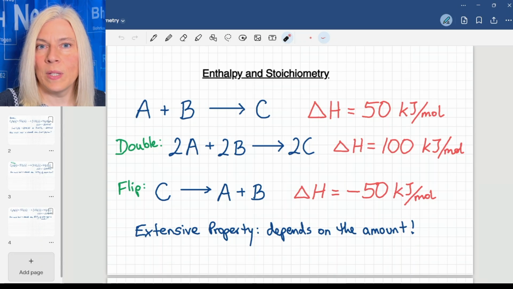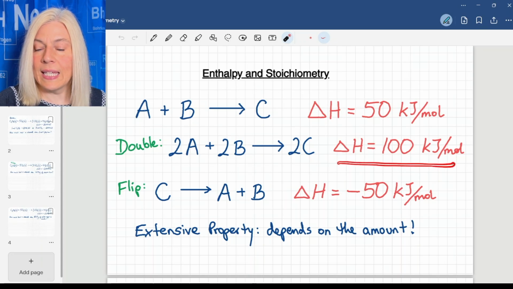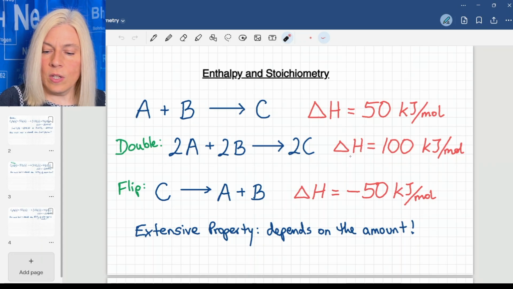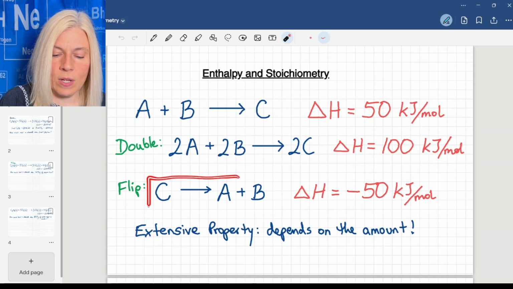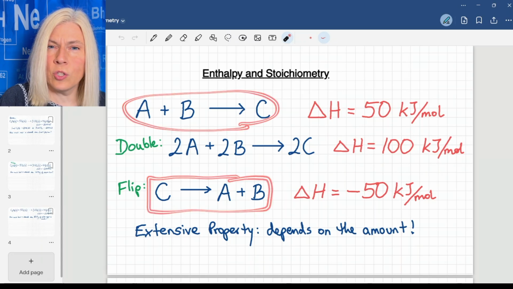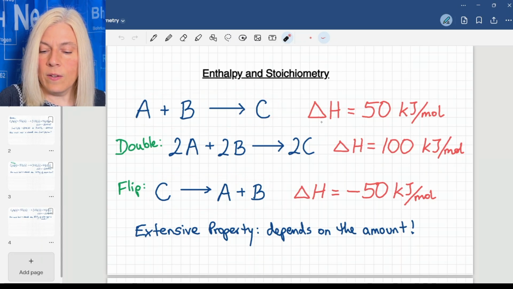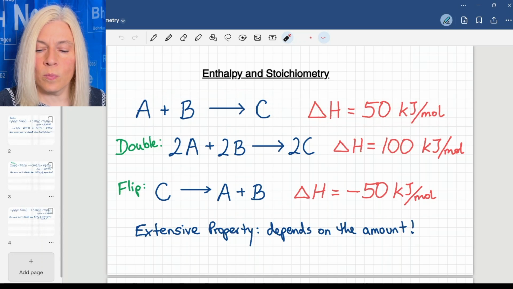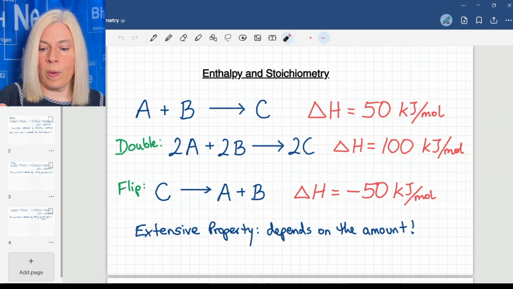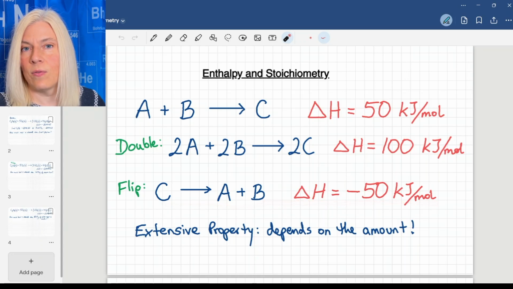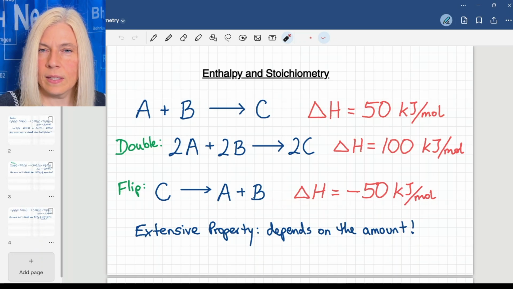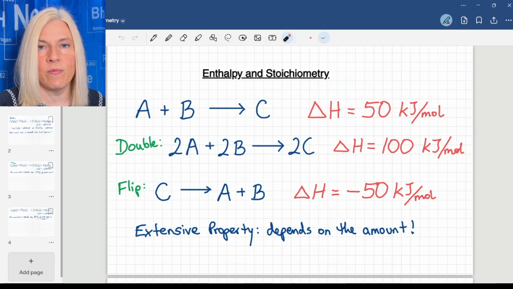So heat, enthalpy, is an extensive property. It depends on how much. So if I double my reaction, double my wood, I would double the heat. So here, twice as much heat will have to be absorbed. Now, if I flip my reaction from the original, so the original reaction is going backwards, well, if the original reaction had to absorb 50 kilojoules per mole, now going backwards, this opposite reaction will release 50 kilojoules per mole. Is this making sense? Going forwards, backwards, you flip the sign.